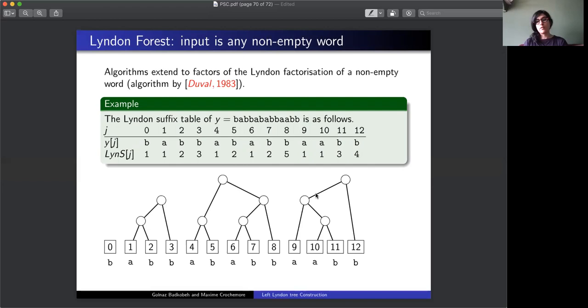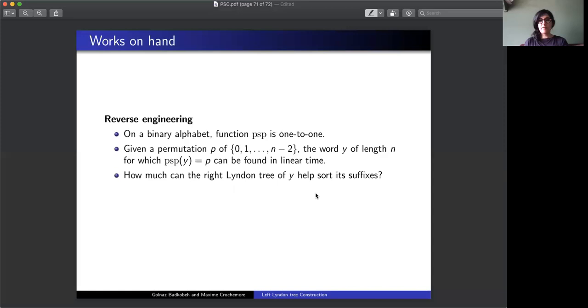Okay, and after the original submission, Maxim and I started working on reverse engineering and looking at the prefix standard permutation, and how we can build the original word using it, or say whether it is valid or not. Obviously it's quite easy to see that on a binary alphabet, PSP is one-to-one. But looking at the properties of PSP and what I just mentioned, we managed to write an algorithm that works in linear time, reconstructing the word using PSP.